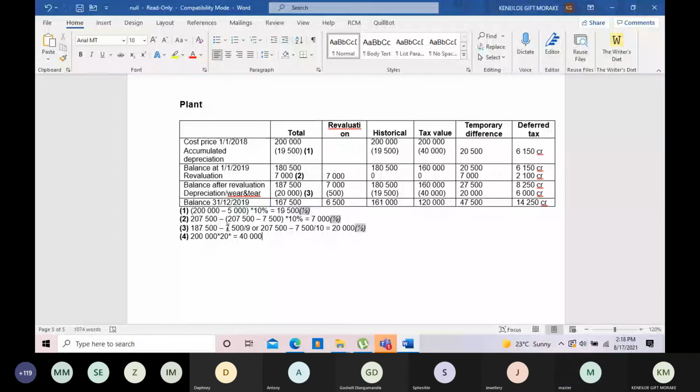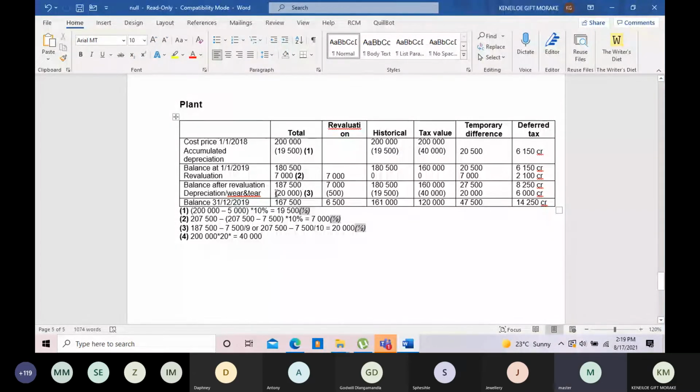So for you to get the balance after revaluation, you say 180,500 plus 7,000, which is your revaluation surplus. The answer is 187,500. The depreciation, we've already got the depreciation of 20,000 by saying 207,500 minus 7,500 multiplied by 10%. That is how you're going to get the depreciation.